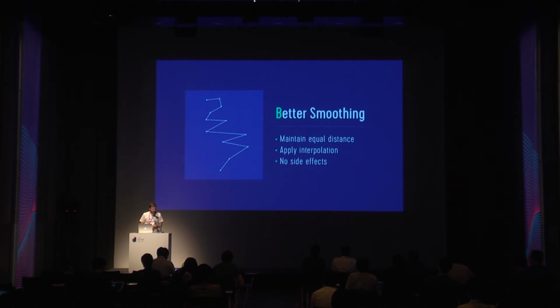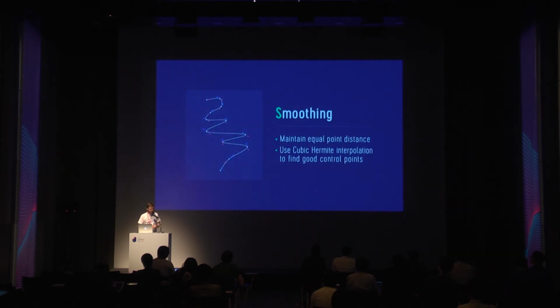The point here is, for better smoothing, you need to filter. You need to maintain an equal distance between the points. This is very important if you want to have a smooth path. Here you can see, now it's much smoother. So let's recap here. Maintain equal distance and use a cubic Hermite interpolation to find nice control points for a smooth connection between the single curves. So this is good. Our smoothing is working.